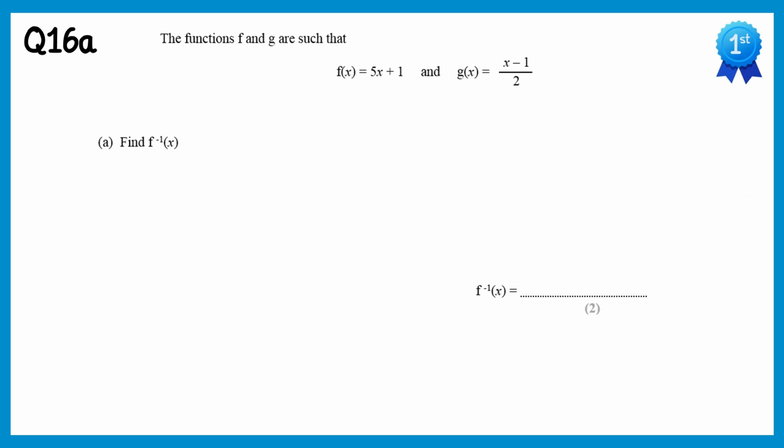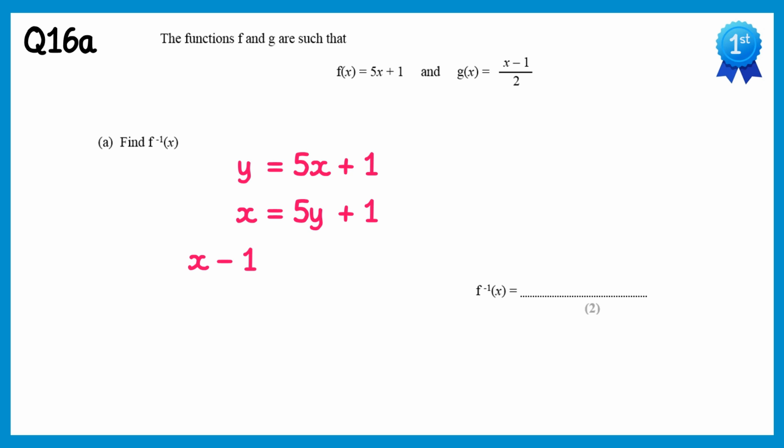To find the inverse function, we first of all write y equals f of x. We can then change the y's to x's and the x's to y's, so instead of y equals, x equals, and instead of 5x, 5y. We then rearrange this to make y the subject. So take away 1 from both sides.